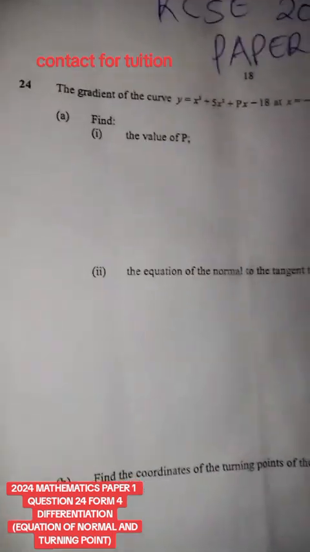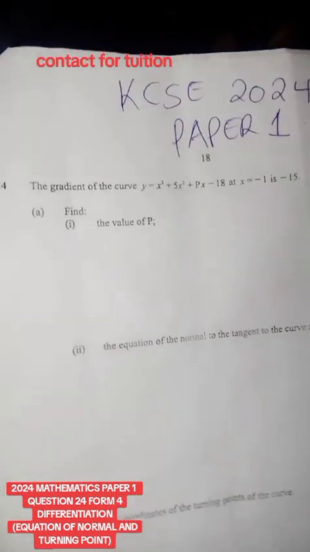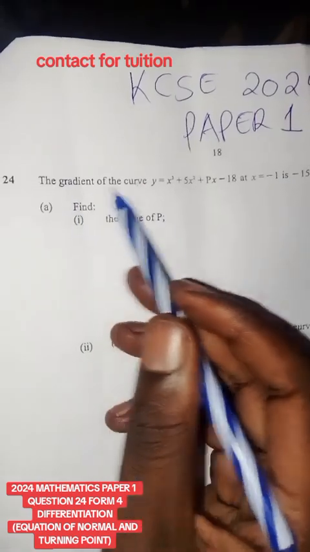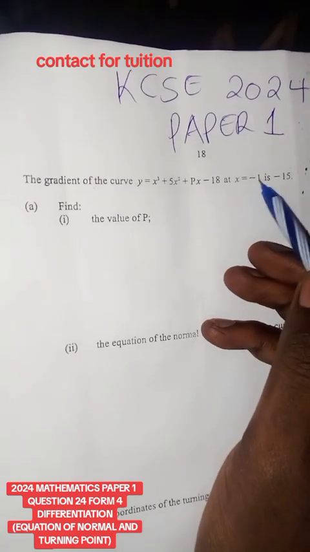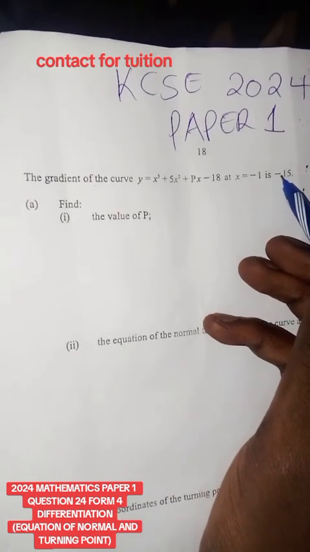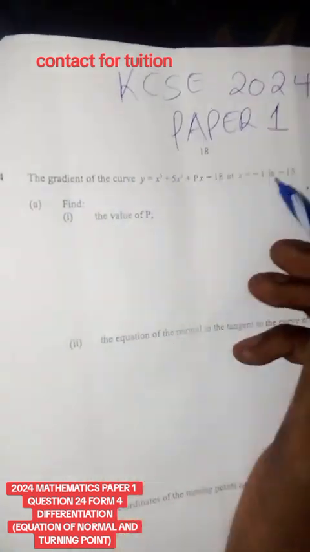Now, welcome friends. Let me guide you to question 24 KCSE 2024. This was the last question. You are told that the gradient of a curve is given by this equation. At x = -1 it is -15. So it means that the gradient at x = -1 is -15.